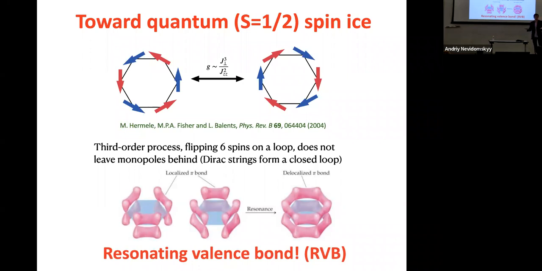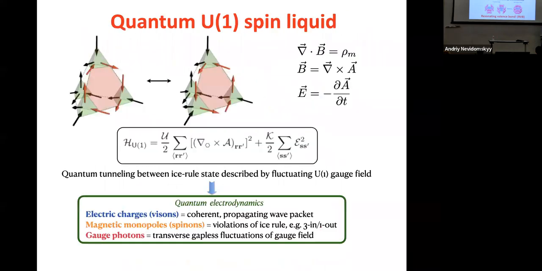The fact that both are present and there is coupling between the two tells you that the actual quantum mechanical state is not the one on the left, not the one on the right, but the linear superposition of the two. That's your resonating valence bond. And it turns out one could make the connection to quantum electrodynamics to be much more precise.